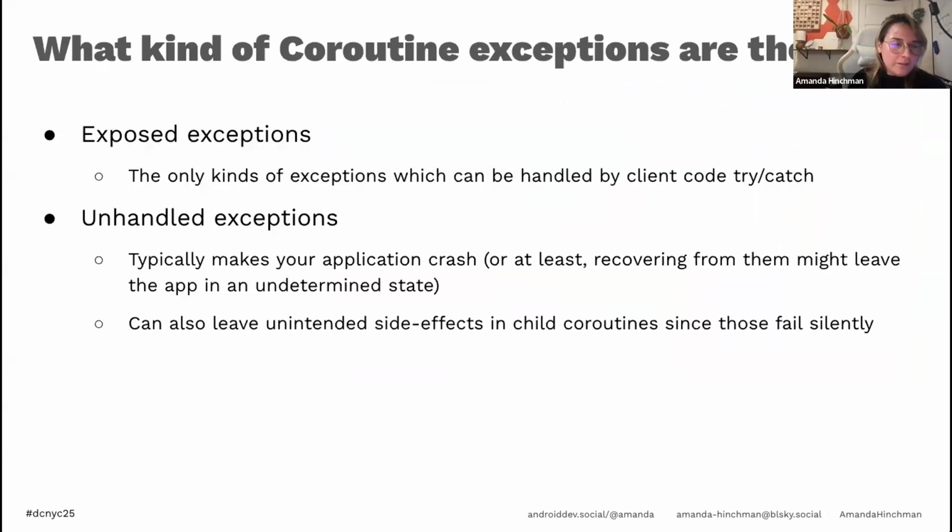Okay, what kind of coroutine exceptions are there? There are 2: exposed exceptions and unhandled exceptions. Exposed are things that can be caught with a try catch. And then you have unhandled exceptions, which can make your application crash or leave it in a weird state, and can leave side effects if there are silent failures and we just keep running stuff. Yeah, it can get a little weird.